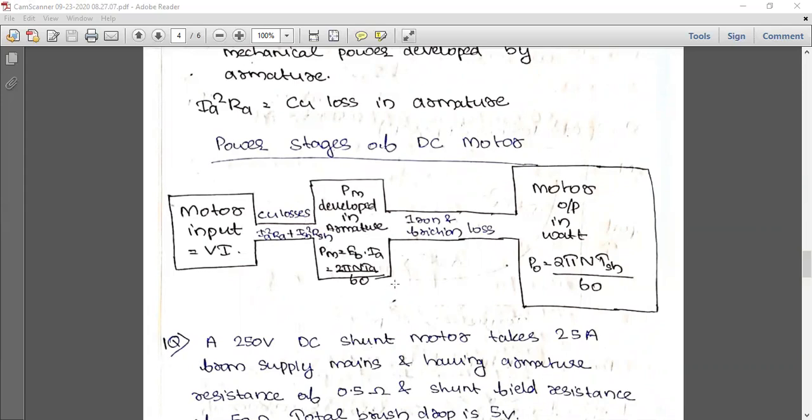Then we get the power developed PM is equal to EB into IA, which is also equal to 2 pi N TA by 60. This is all we have derived in the previous sections.